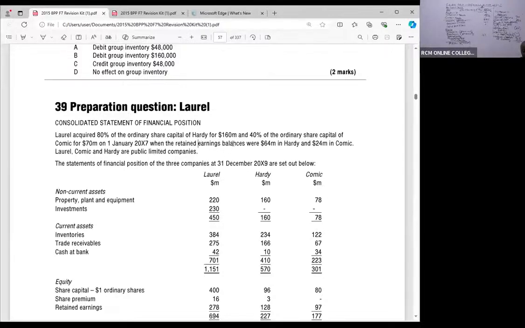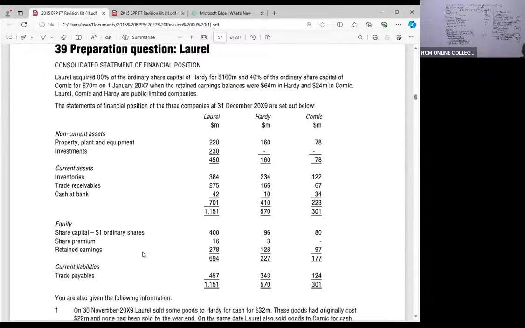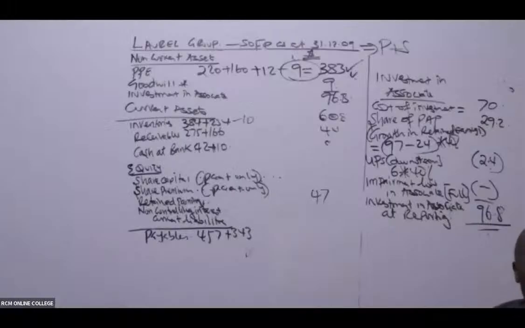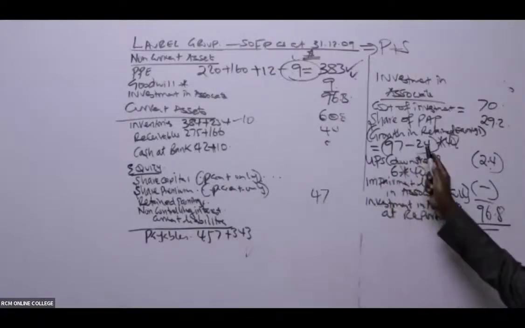You can see the retained earnings in Comic at acquisition were 24. But by the reporting time, Comic has retained earnings of 97. So the growth here is what we are calling post-acquisition profits. So we have 97 minus 24.